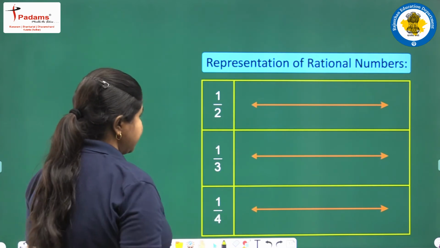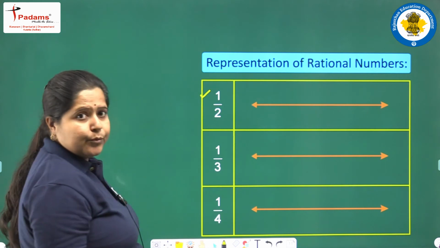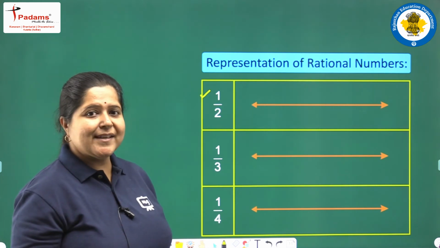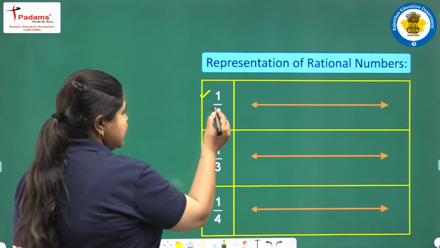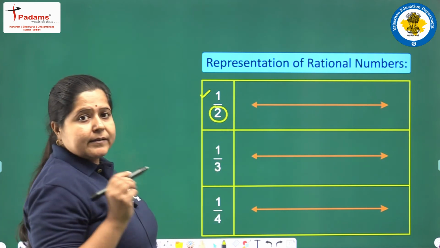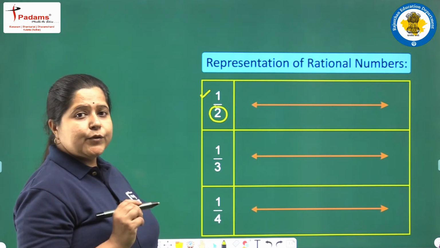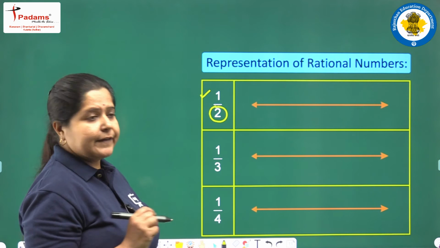Next we move on to representation of rational numbers on number line. First example we are taking is 1/2. Don't get frightened, it is very easy and very interesting. First of all, look at the denominator. The denominator shows the number of parts into which one unit has to be divided.